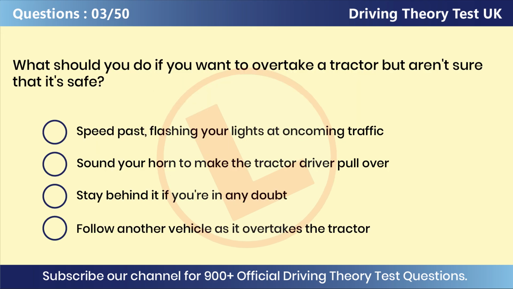Question 3. What should you do if you want to overtake a tractor but aren't sure that it's safe? A. Speed past, flashing your lights at oncoming traffic. B. Sound your horn to make the tractor driver pull over. C. Stay behind it if you're in any doubt. D. Follow another vehicle as it overtakes the tractor.